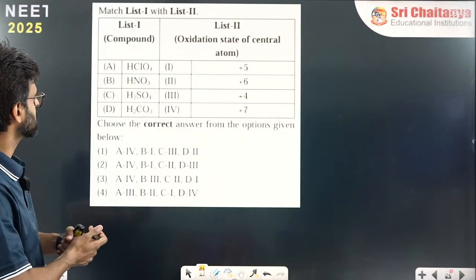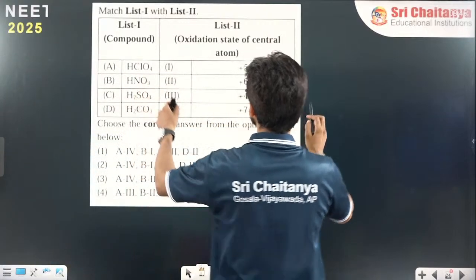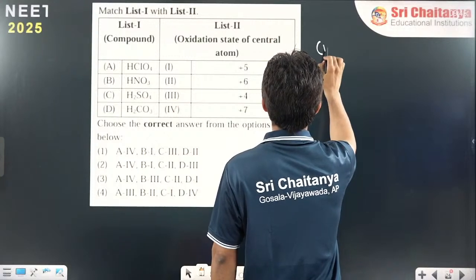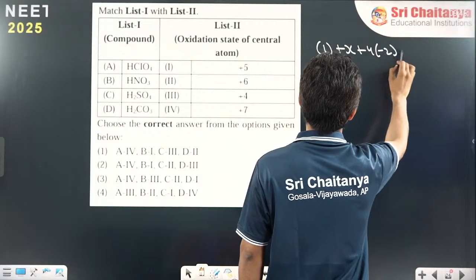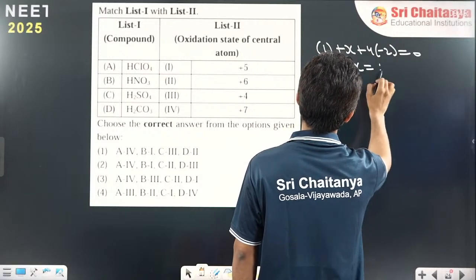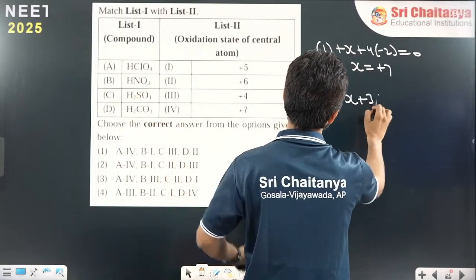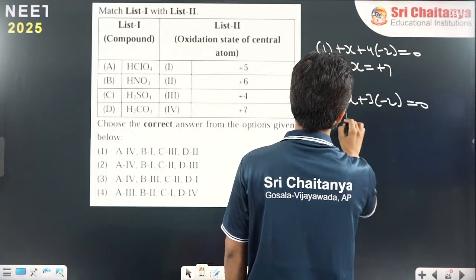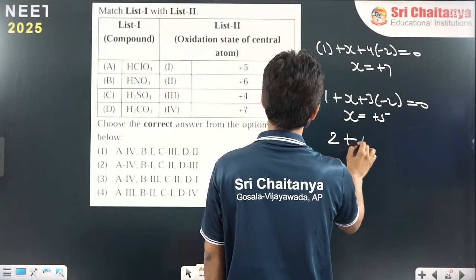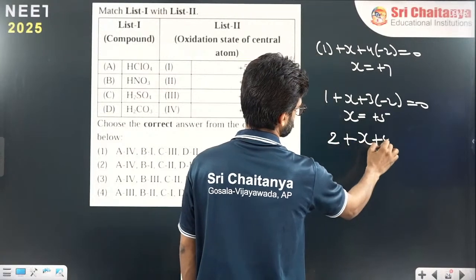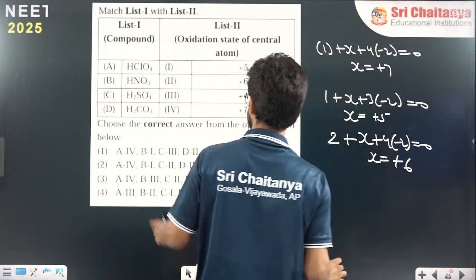Next thing is they are asking the oxidation state. So very easy to find. We know very well. If you go for HClO4, beta, H hydrogen is 1, Cl is X, oxygen how much? 4 into minus 2 equals to 0. Definitely you find X coming how much? Plus 7. HNO3 again 1, nitrogen X, 3 into minus 2 equals to 0, right? X coming what from here? Plus 5. H2SO4, 2 beta for hydrogen, sulfur how much? X, 4 into minus 2 equals to 0. X coming how much? Plus 6.